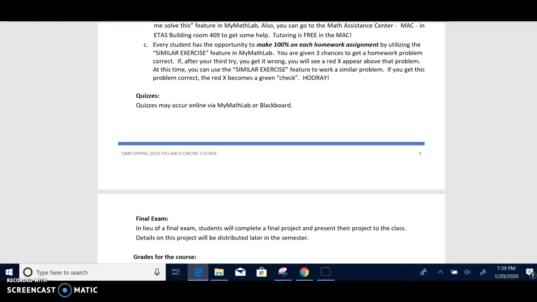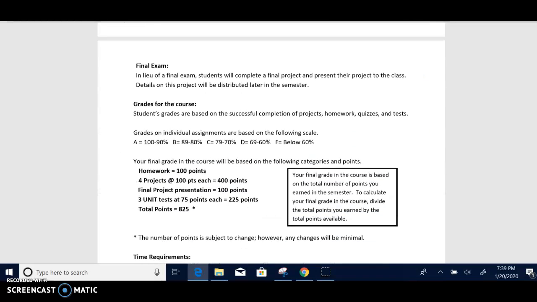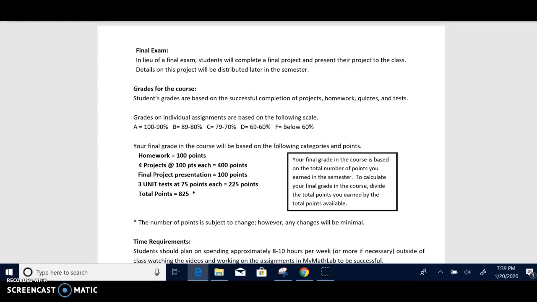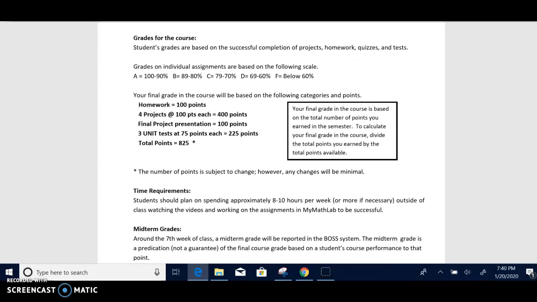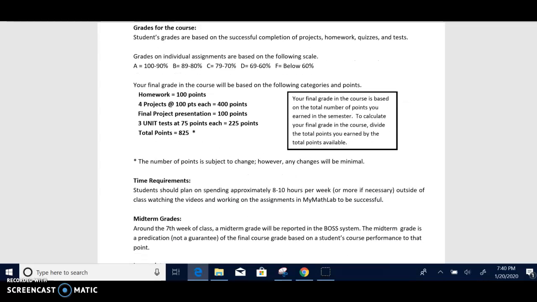I don't think I'll be doing any quizzes this semester, but as I said earlier, in lieu of your final exam, you'll complete a final project, and that final project also includes a presentation. More information on that will be coming as the semester progresses. Your grade for the semester is based on your total points at the end of the semester. And you can see, I'll just do a quick little division, your points that you earn divided by the total points available. And here is how I plan on spreading the points out for the semester.